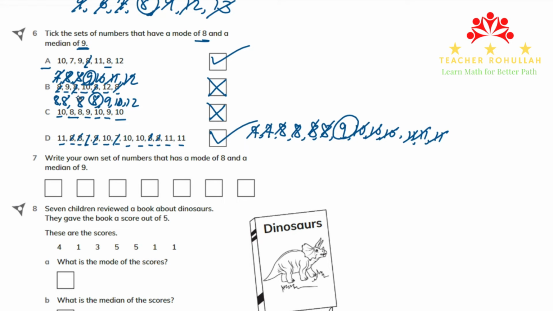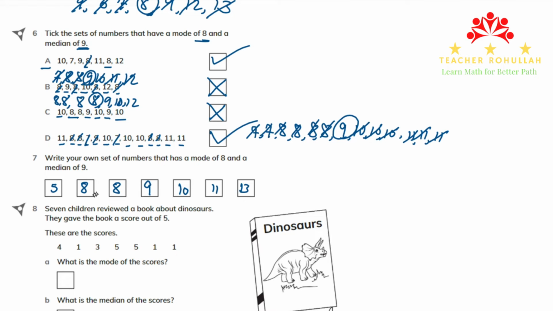In question 7, it says, write your own set of numbers that has a mode of 8 and a median of 9. So when it says a median of 9, 9 should be in the middle. Because it says a mode of 8, there should at least be 2 8s. So we can write 8 here and 8 here, and maybe we can write 5 here. It can be any number, and then we can write 10, 11, maybe 13.